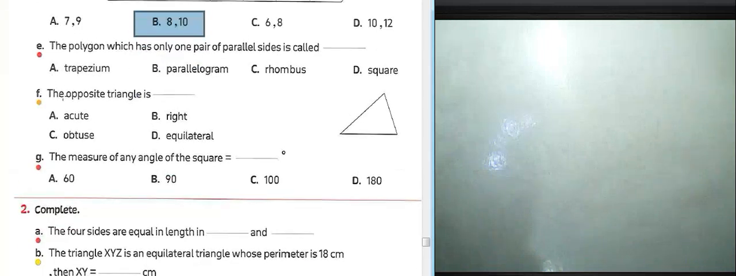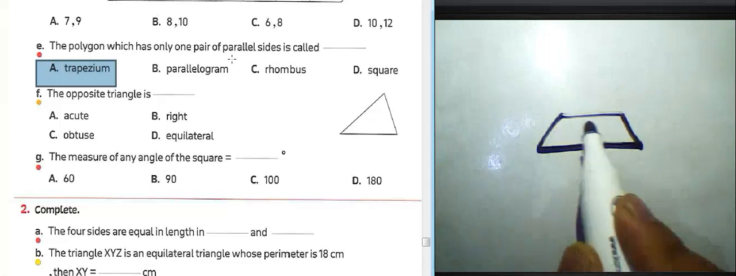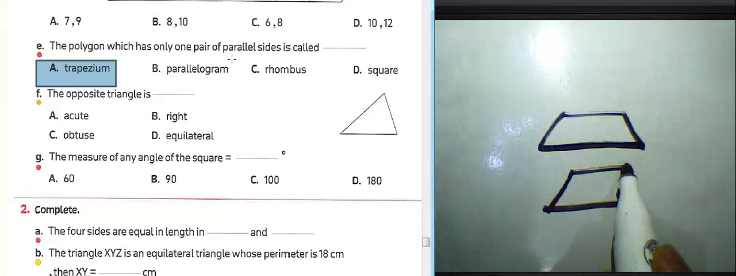Question E, the polygon which has only one pair of parallel sides is called what? It is called a trapezium. The polygon which has only parallel sides, we call it a trapezium. This is a trapezium, or we can choose this figure if he draws the figure. Okay.